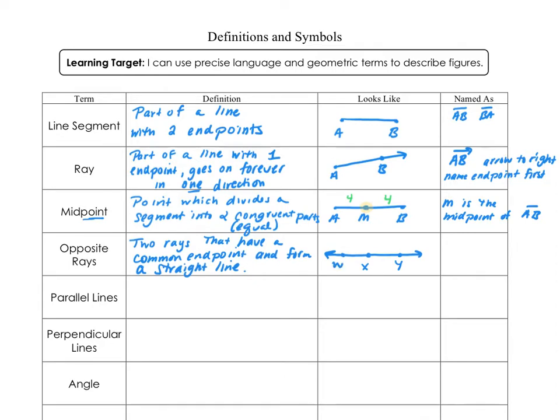And let's say it goes through point W, then we can say for sure that ray XY, so we're starting at X going through Y, so I'm just going to highlight that ray. Right here is XY. That ray is an opposite ray to XW.